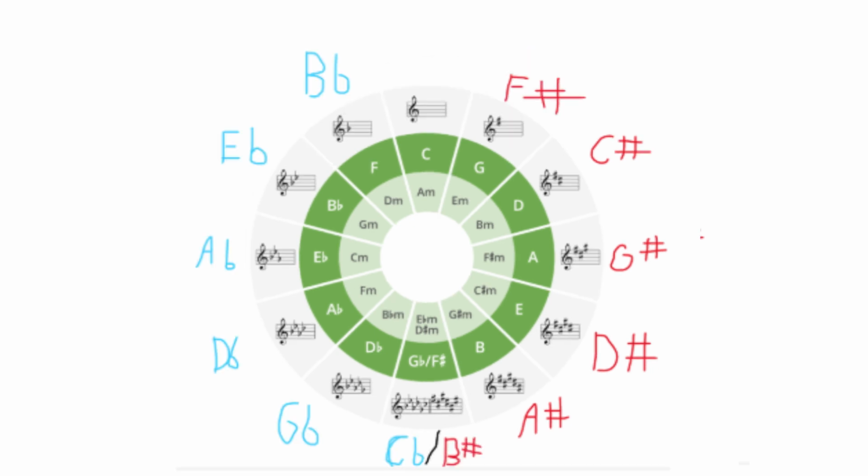We use the flats past the F minor on the left side. We get B flat minor and then E flat minor. E flat and D sharp are the same note, so those are just put together there at the bottom, and that's where we end our circle.